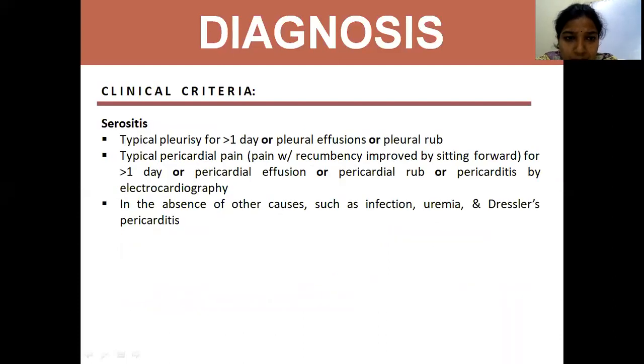Serositis: typical pleurisy for more than 1 day, or pleural effusions, or pleural rub. Typical pericardial pain for more than 1 day, or pericardial effusion, or pericardial rub, or pericarditis by electrocardiography in the absence of other causes such as infection, uremia, and Dressler's pericarditis.